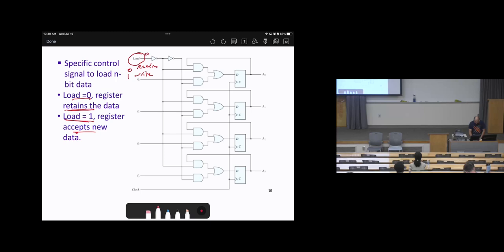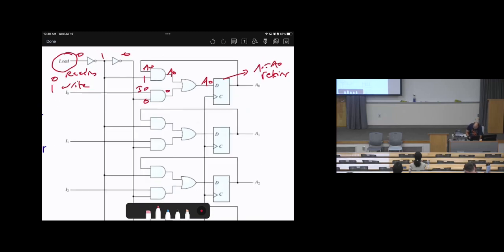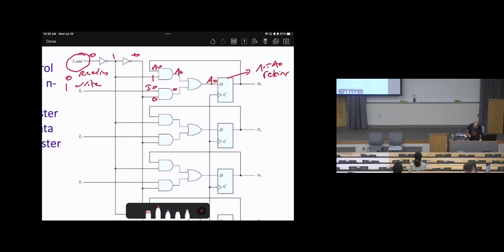this is 0, this will make it 1, this will make it 0, then here this is 1, this is 0, so here is A0, and here is I0. So when there is 1, this will make A0 here, this will make it 0, then this will make it A0. Therefore, A0 will equal A0. This means retain. Okay? Does this make sense? Right? Then the same happens for A1, A2, A3.